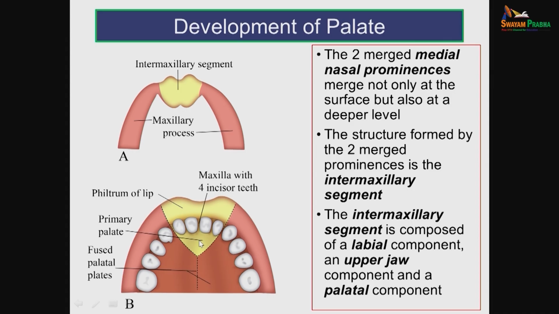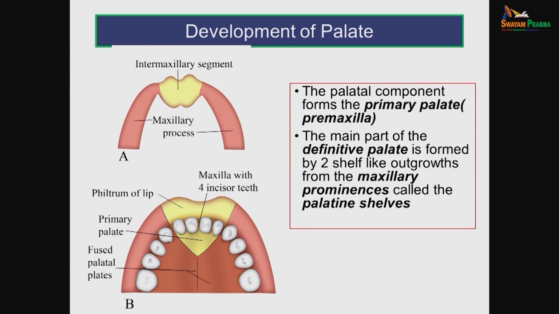So, the merged medial nasal prominences merge not only at the surface level, but also at a deeper level to form what is called the intermaxillary segment. This has three components. One forms the philtrum of the upper lip. Next is the upper jaw component where your incisor teeth are present, and the third one is the palatal component. This palatal component is called the primary palate. So, this is also called the premaxilla.